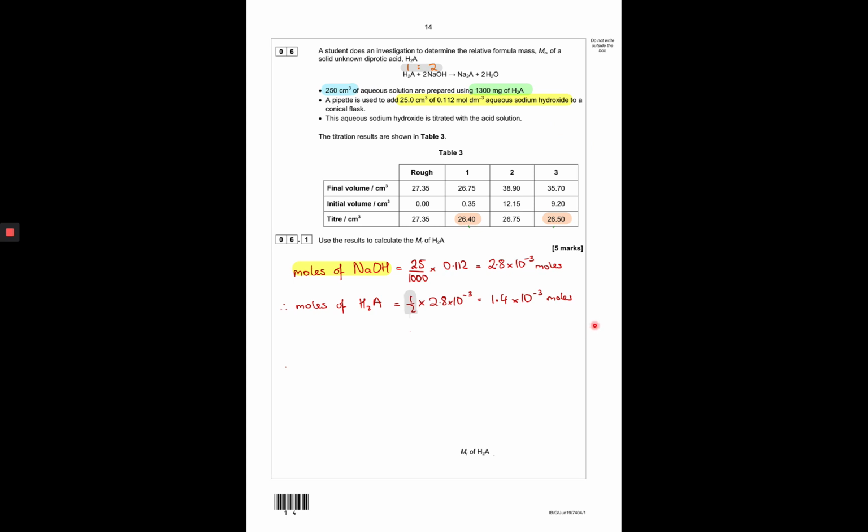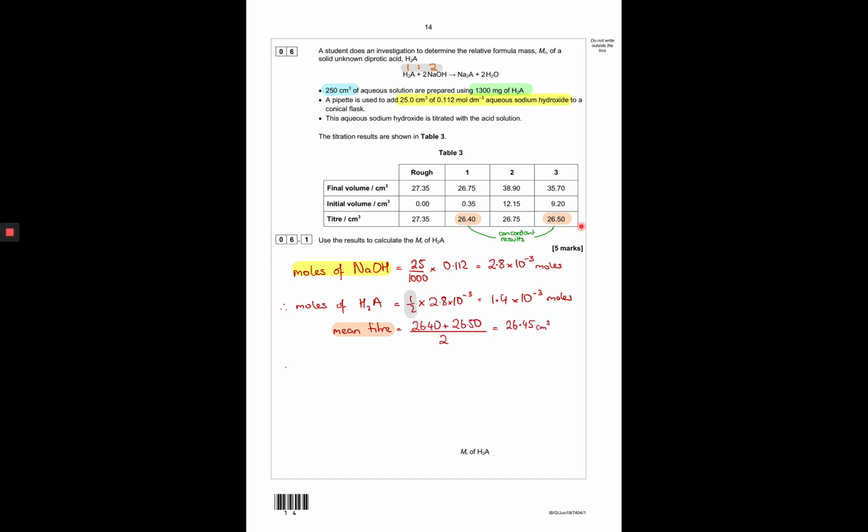Now, we need to work out what our mean titre is. And mean titres never use rough values, okay? Rough values never appear or are never used as part of a mean titre calculation. Beyond that, we choose results that are concordant. Results are concordant if they are within 0.1 centimeters cubed of each other. That is why I have highlighted those two values in orange, because they are concordant results. They are within 0.1 centimeters cubed of each other.